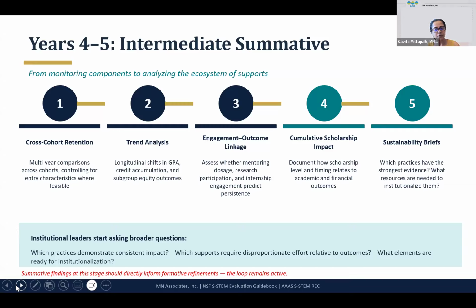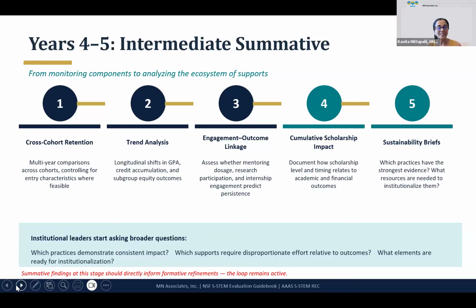The thematic briefs also examine the EBPs, evidence-based practices. They are also particularly useful in years 4 and 5. For example, you may want to investigate, do scholars with at least 2 semesters of structured mentoring show higher persistence or GPA gains than those with lower engagement? That's a great question to investigate.